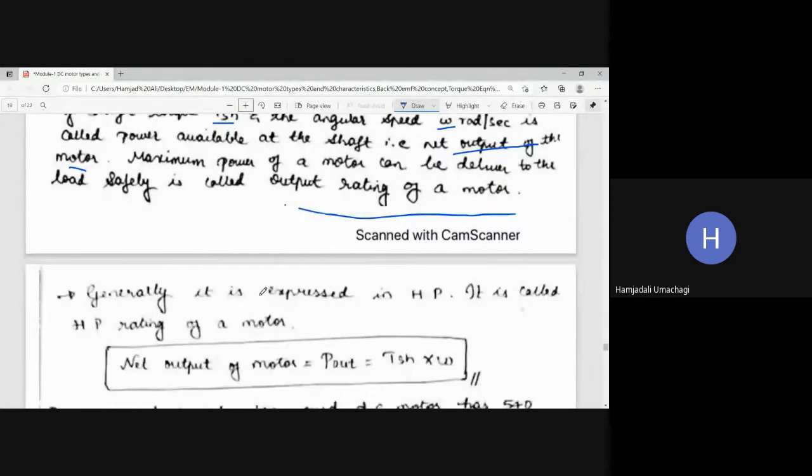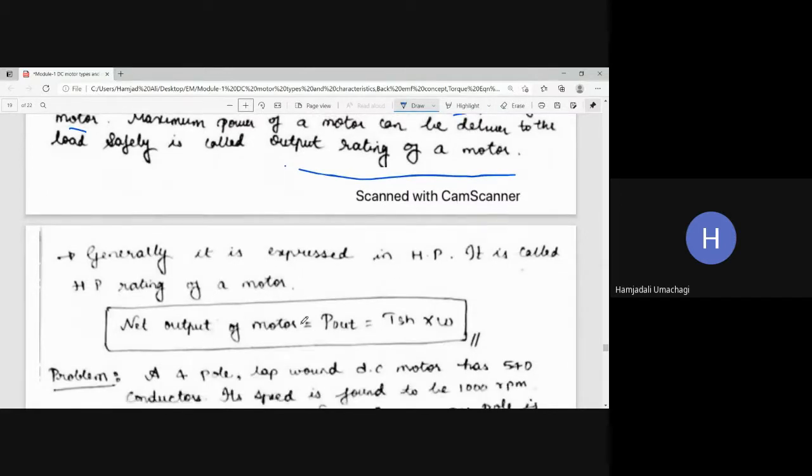Generally, it is expressed in HP. Usually, motor ratings are expressed in terms of HP. It is called the HP rating of the motor. Therefore, net output of the motor P out is equal to TSH into omega. I hope you have heard about motor ratings in HP. Yes or no? Have you come across the word HP for motors?